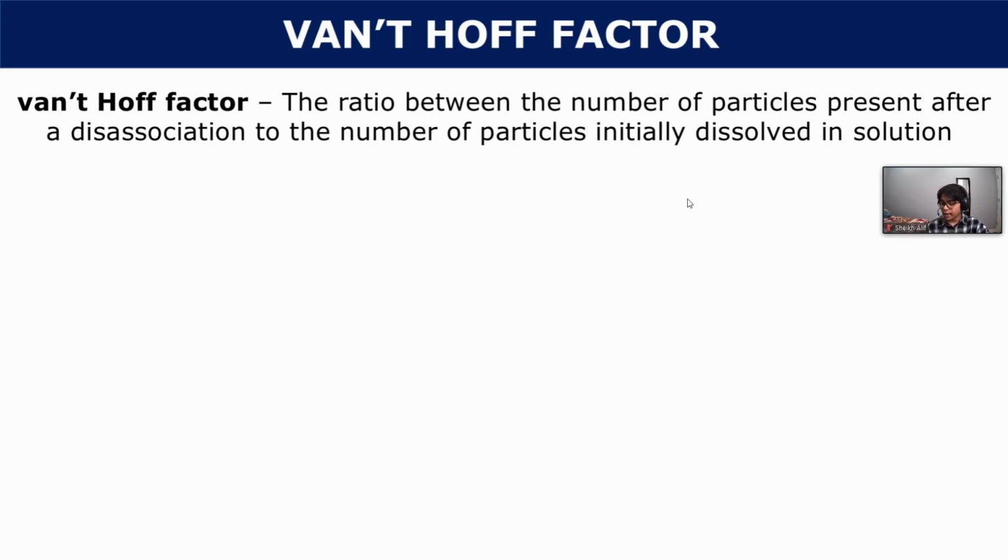Okay, so a certain part of the equation that I've been kind of skipping over is the Van't Hoff factor. And the Van't Hoff factor is the ratio between the number of particles present after dissociation to the number of particles initially dissolved in the solution. What does that mean? Well, let's look at NaCl. If you put NaCl, which is salt, in water and made a solution of salt water, what you would see is that the salt splits up into sodium ions and chloride ions. So at the end, you have two particles, right?